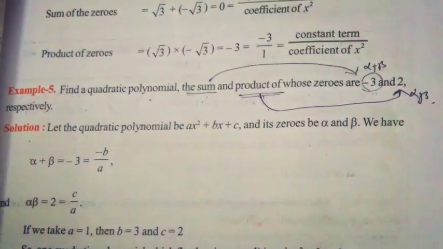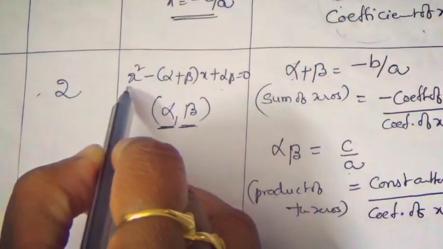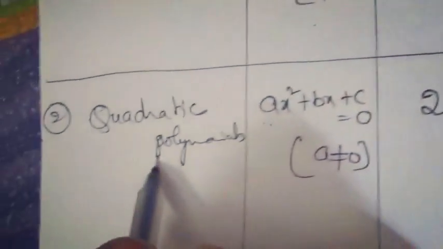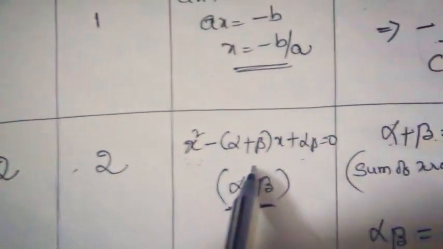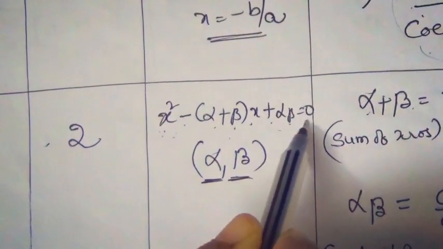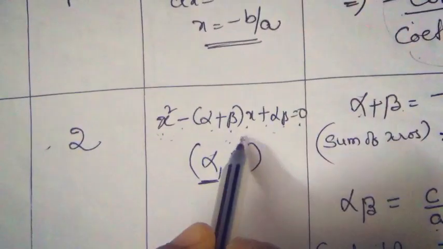Already in the introduction part, in the table, I said one formula to you, right? For the general case, to find out the quadratic polynomial, we have to take this formula: x square minus alpha plus beta into x plus alpha into beta is equal to 0. It is the formula which is used to find out the quadratic polynomial.